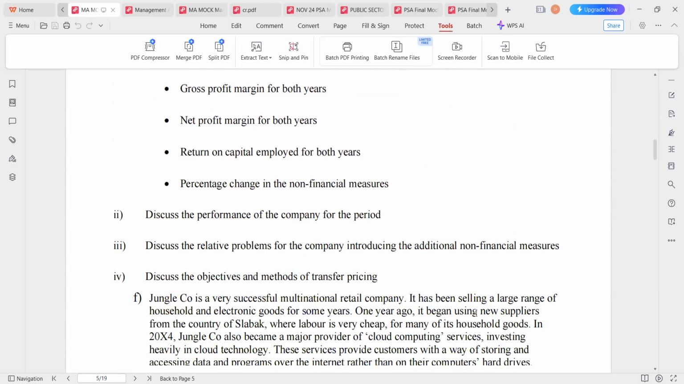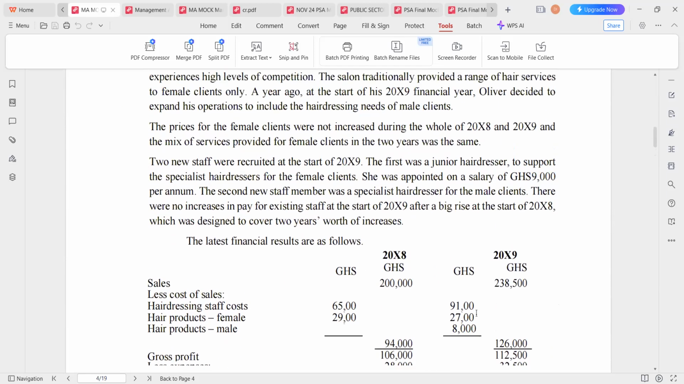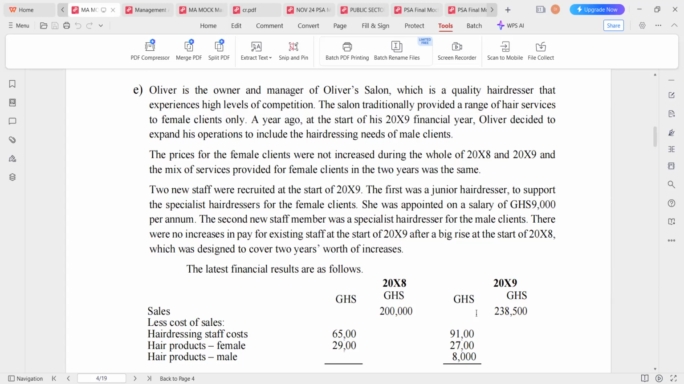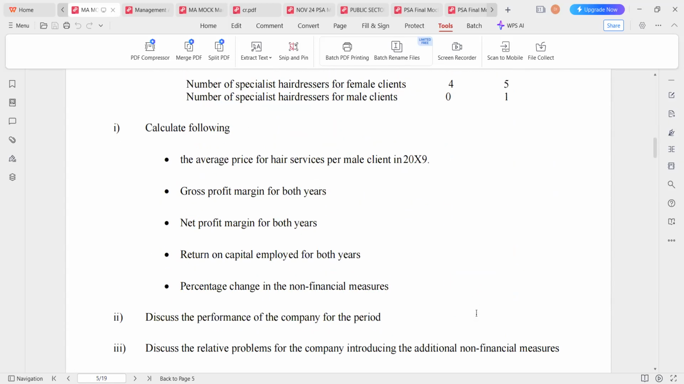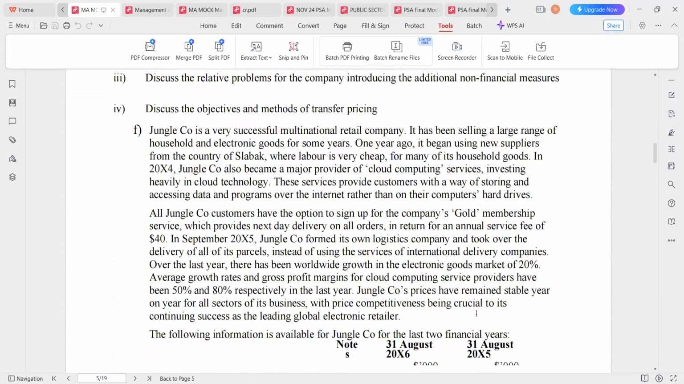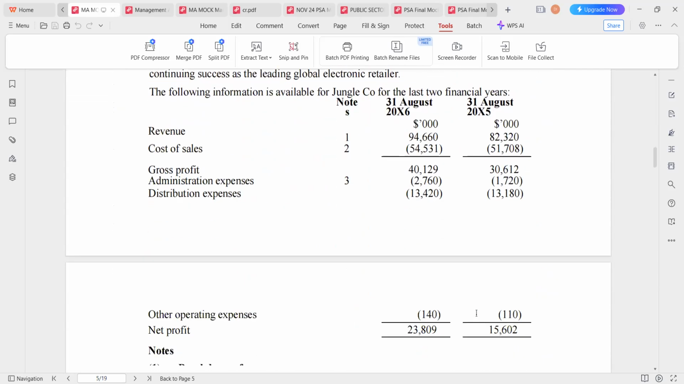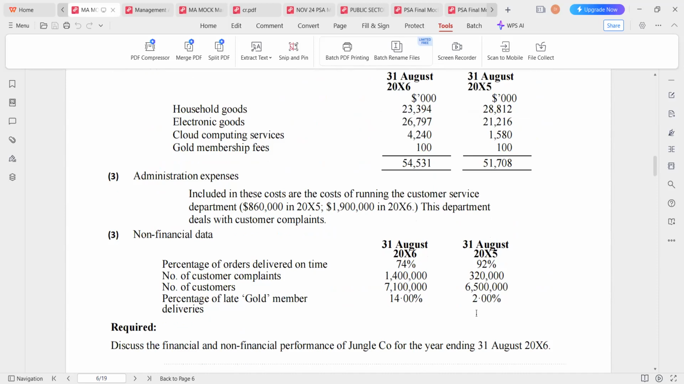Which one? This one, we call it Django Code. Is it Django? Oliver. Then Oliver, you can even do Oliver right now. Average price for female clients. Then the next one is Django. Yes, Django 2 is also another terrible one. But it's not difficult. Let me see if I can handle them.